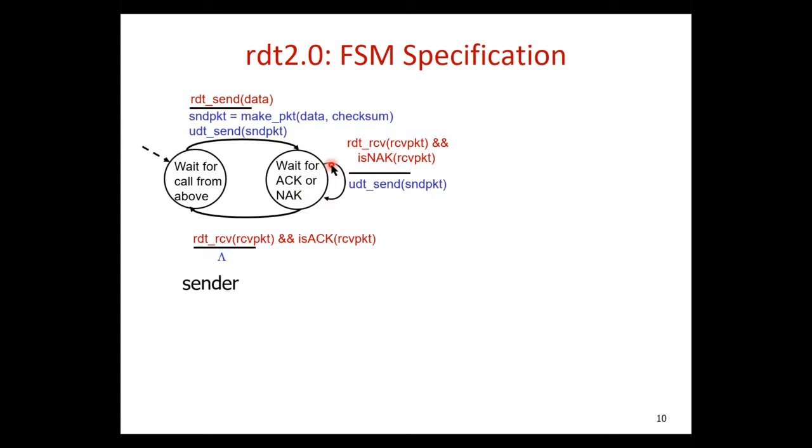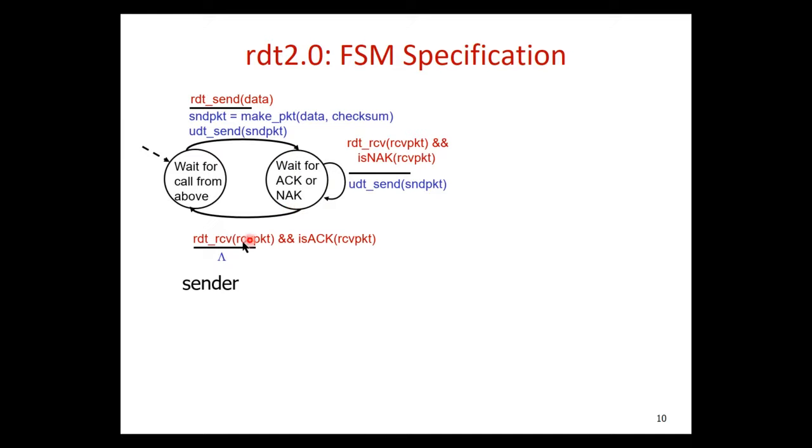And in that state, two things can happen. It can receive either a NAK or a positive ACK. So if it receives a negative ACK, this is the event, right? It receives a feedback, a packet, and it is a negative ACK, then it will retransmit. So it will udt_send the same packet, this packet, right? It will retransmit that same packet.